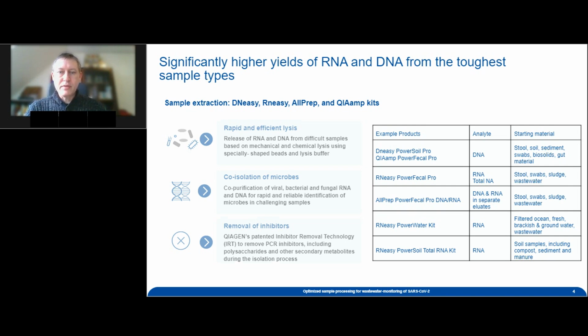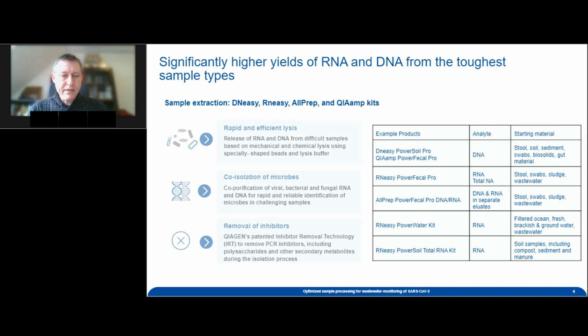In addition, if you're doing wastewater or potentially also open freshwater and dealing with very large volumes where you might have to filter the sample, the RNase Power Water Kit could be used in such a situation. It also still includes the IRT and will be able to deal with the concentrated inhibitors that you would get on a filter from doing things like filtering a liter or more of water.